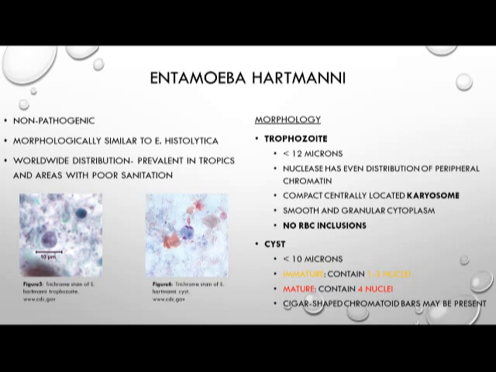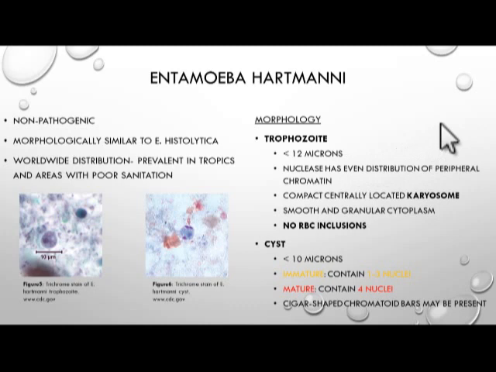Next, we have Entamoeba hartmanni, which is the first of our non-pathogenic amoeba, which we need to distinguish from the clinically relevant Entamoeba histolytica. It's morphologically very similar to Entamoeba histolytica with a few subtle differences. It is also distributed worldwide and, like Entamoeba histolytica, is prevalent in the tropics and areas of poor sanitation. One of the first things we notice about Entamoeba hartmanni is that it measures less than 12 microns, quite a bit smaller than Entamoeba histolytica.